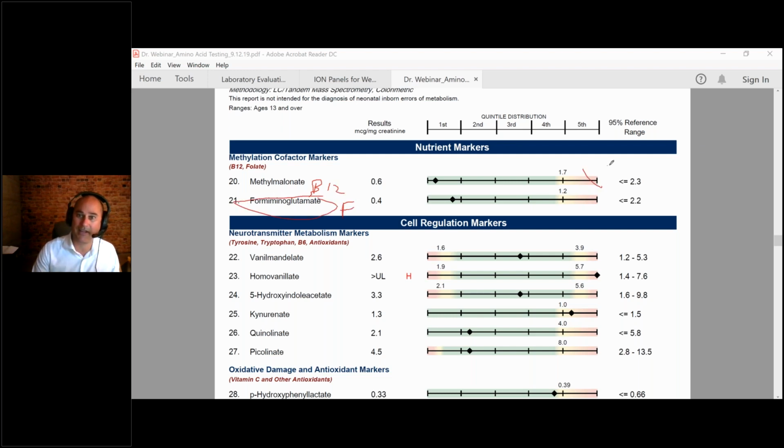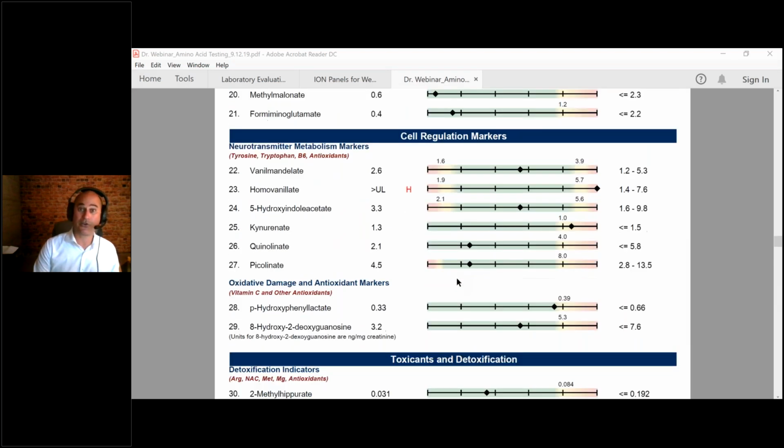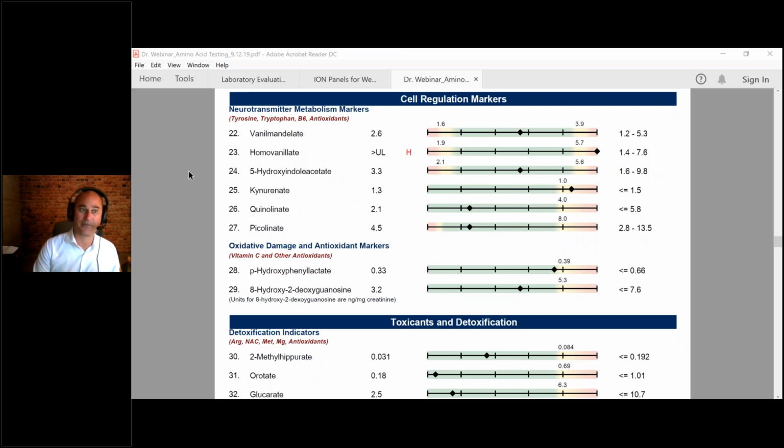So if these are high, they mean that you need B12 or folate, respectively. And remember, those markers are showing up by virtue of how you're using amino acids. That's why they're important. Then here, these are made from amino acids. These first two here are from tyrosine. So if these markers are either low or high, you're going to give tyrosine at least 3 grams a day.